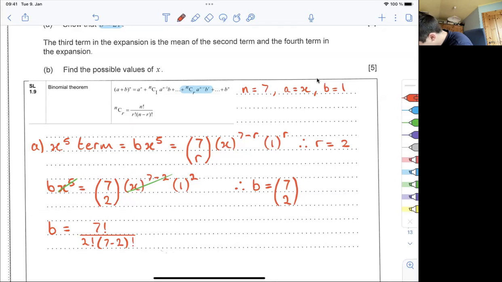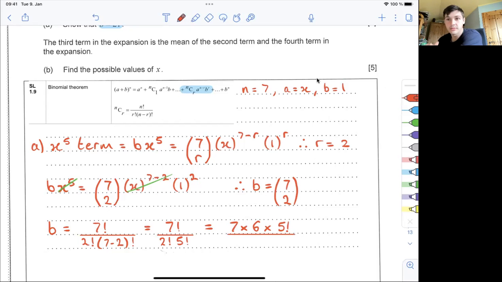What we can do here is clean this up a little bit, and call it 2 factorial multiplied by 5 factorial, because that's going to be 7 minus 2. Now, what I can do to this numerator, this 7 factorial, is change it to being 7 times 6 times 5 factorial.